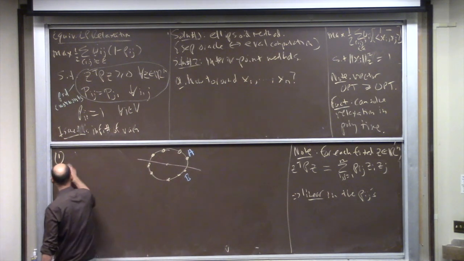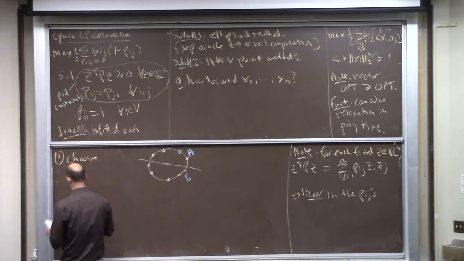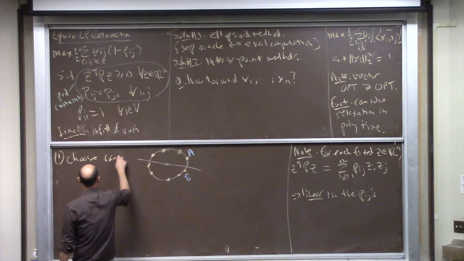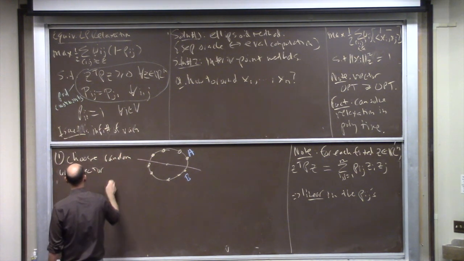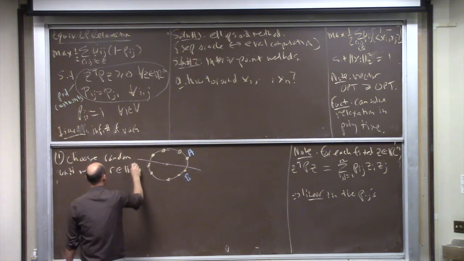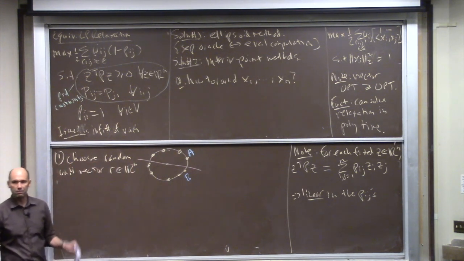All right, so what's the rounding algorithm? Choose a random unit vector R. This is the normal vector to the hyperplane that we're picking.